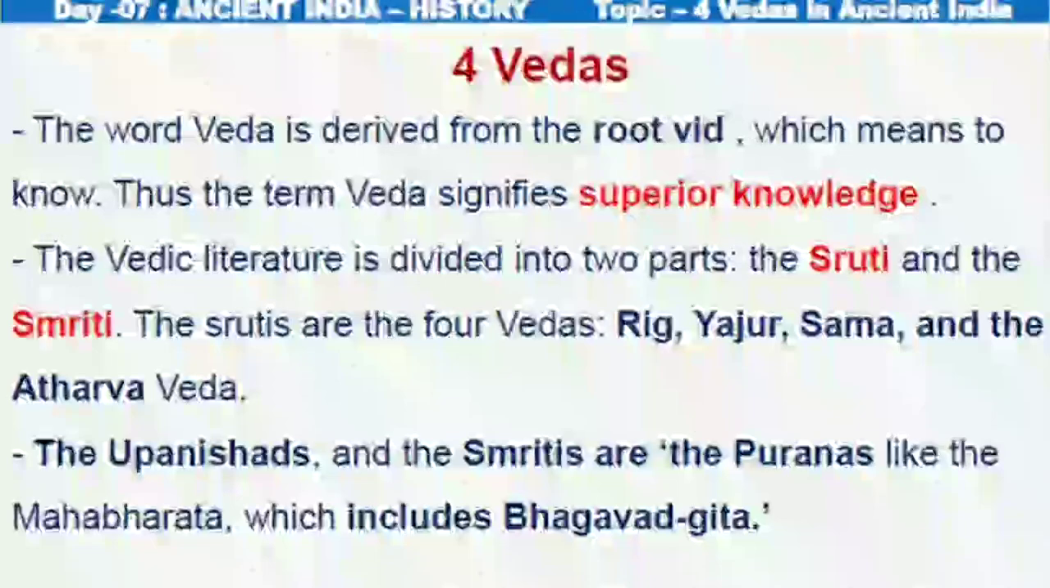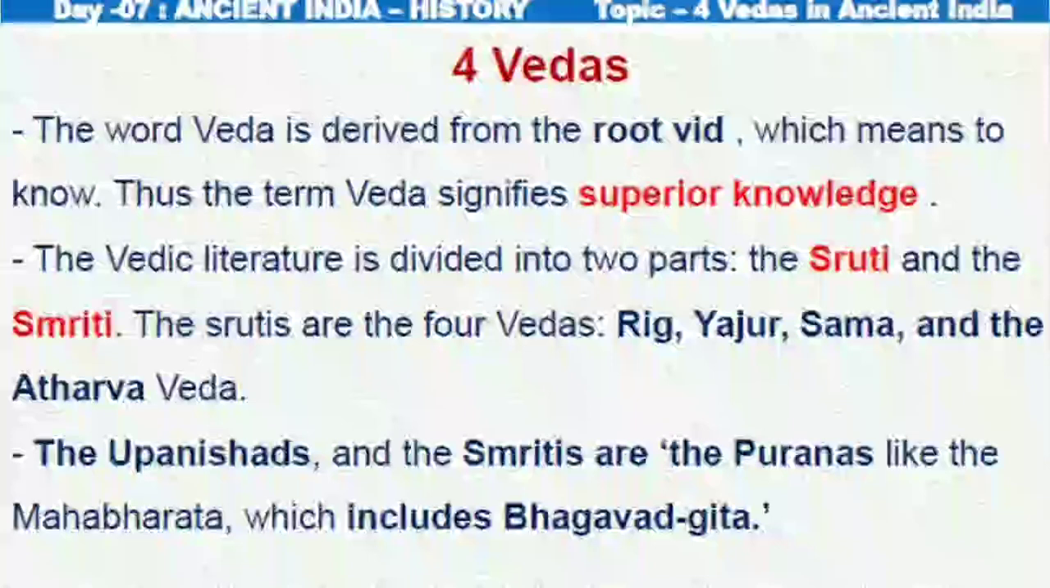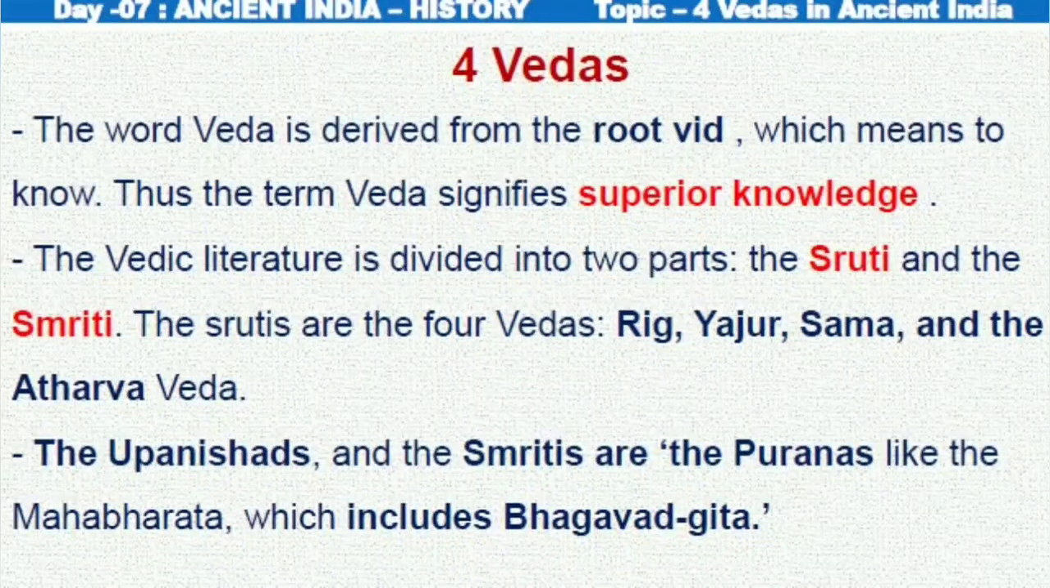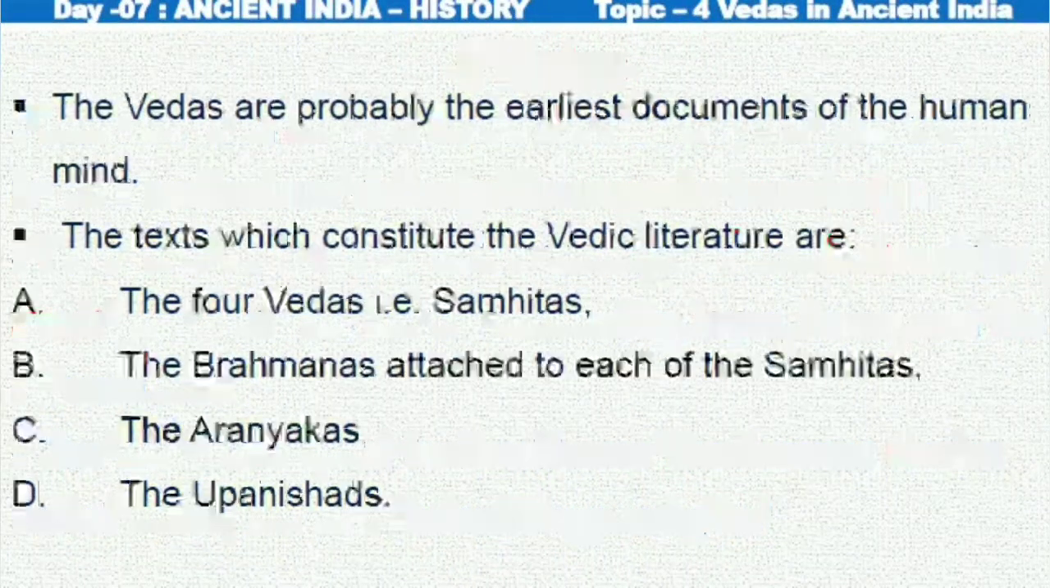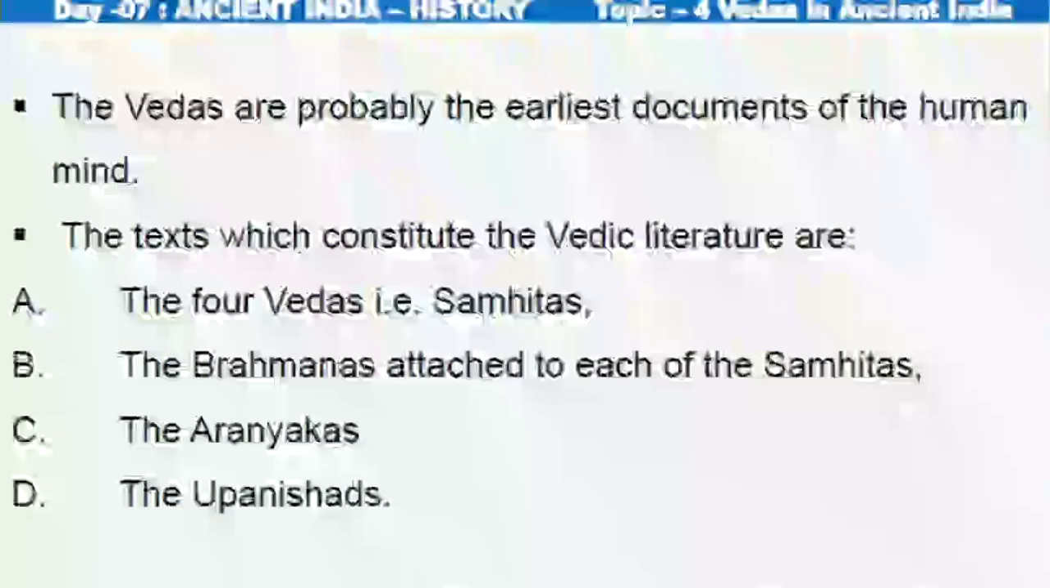The next point is that the Upanishads and the Smritis are the Puranas, like the Mahabharata, which includes the Bhagavad Gita also. The Upanishads are derived from the Vedas. Next, the Vedas are probably the earliest documents of the human mind. The Vedic literature was first transmitted by listening and later converted to text.